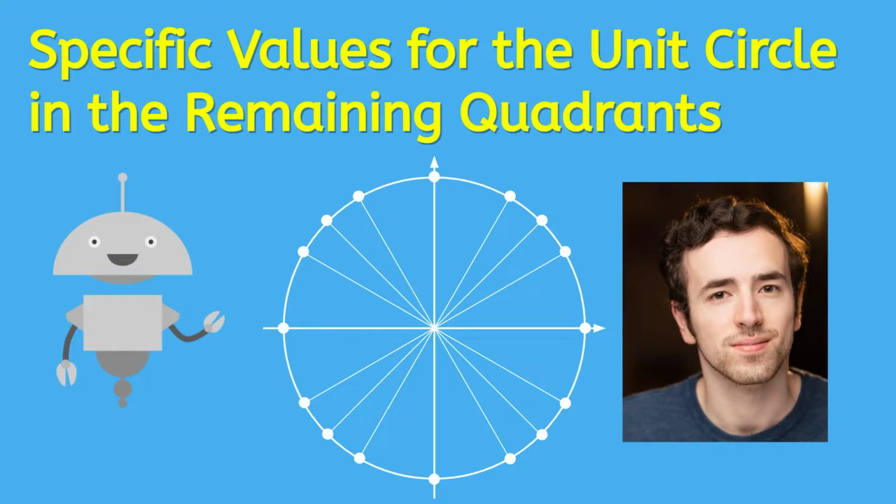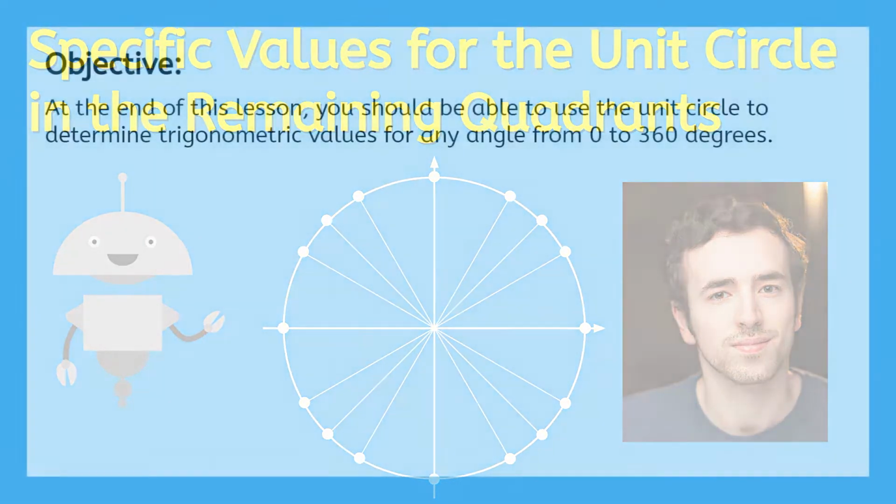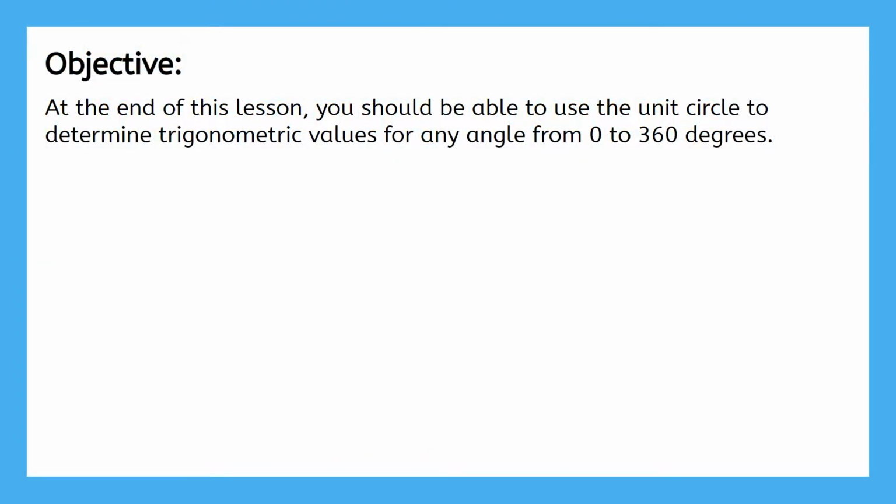In the last lesson, you learned how sine, cosine, and tangent values can be determined from points on the unit circle. Now, let's fill out the unit circle in full to make this tool even more useful. By the end of this lesson, you should be able to use the unit circle to determine trigonometric values for any angle from 0 to 360 degrees.